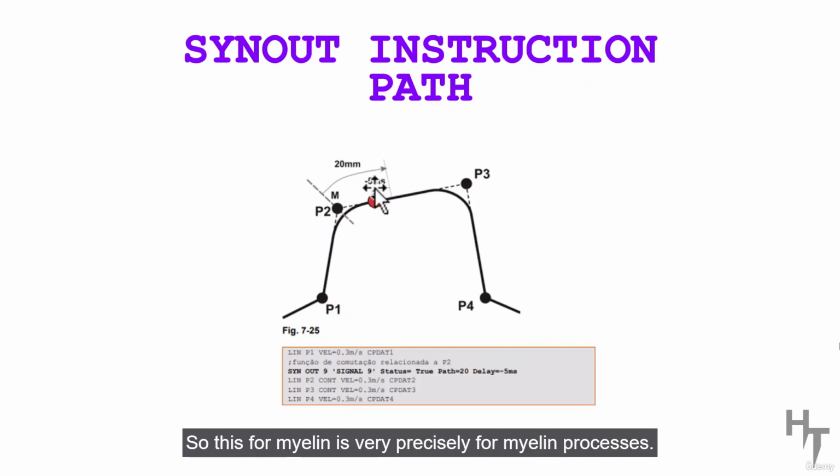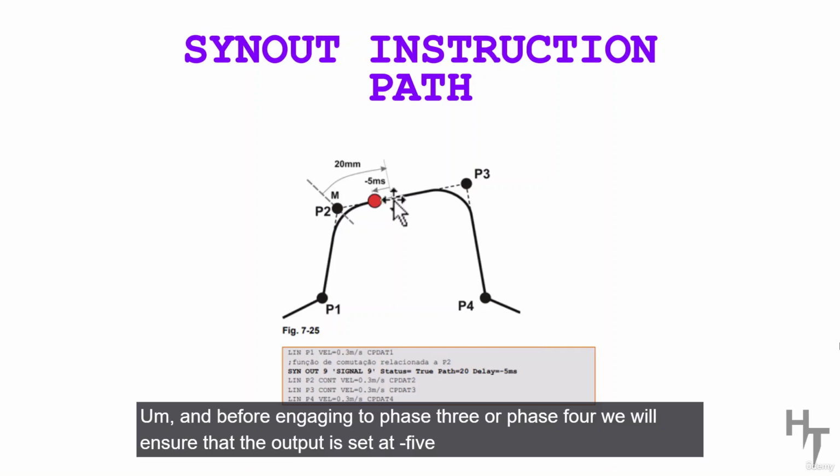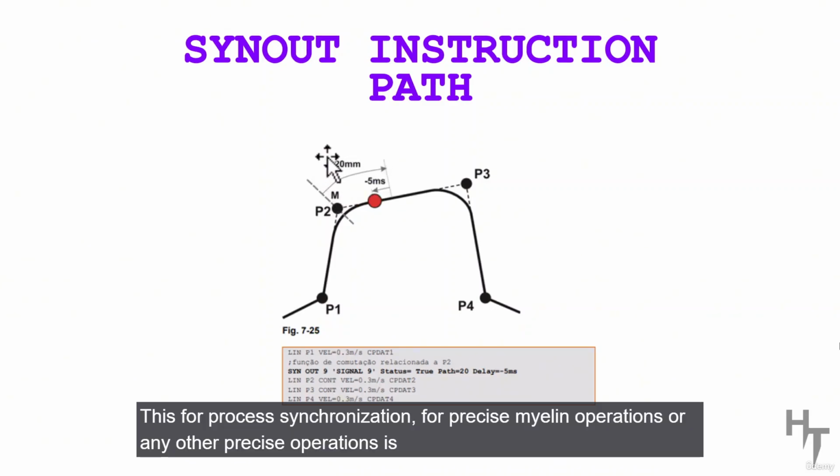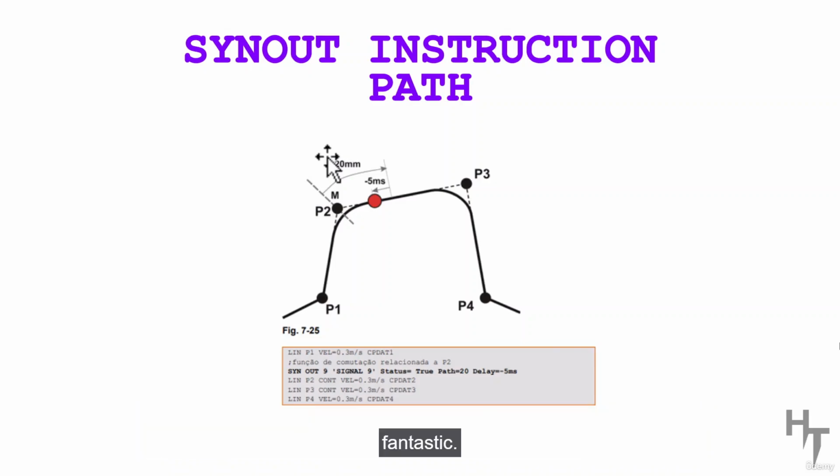This is very precise for milling processes. Before engaging phase 3 or phase 4, we will ensure that the output is set at minus 5 milliseconds away from the 20 millimeters point after point 2. For process synchronization, for precise milling operations or any other precise operations, this is fantastic.